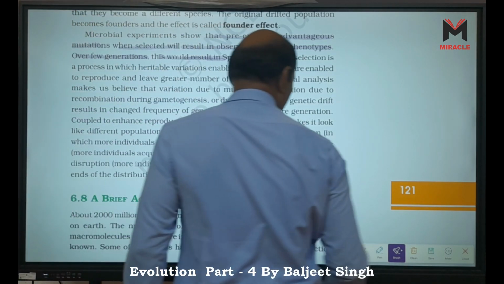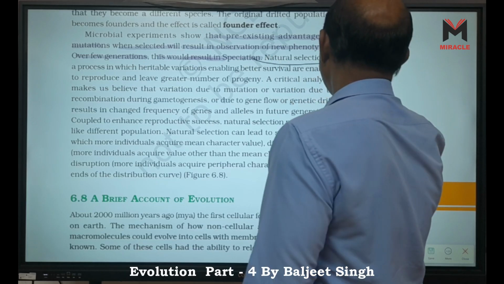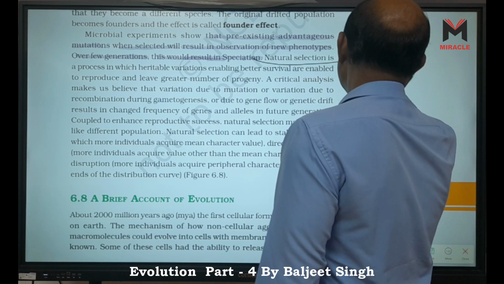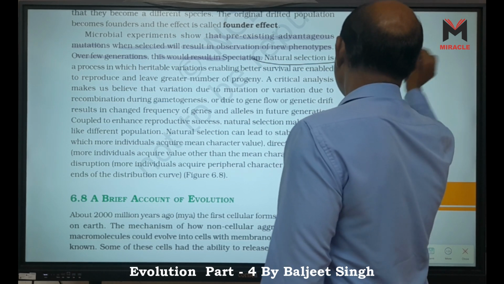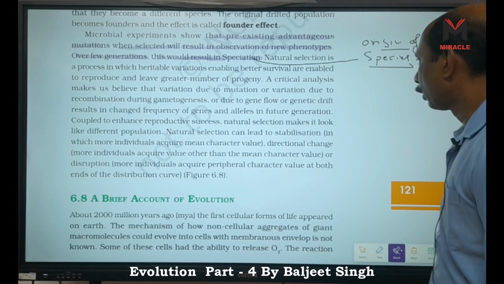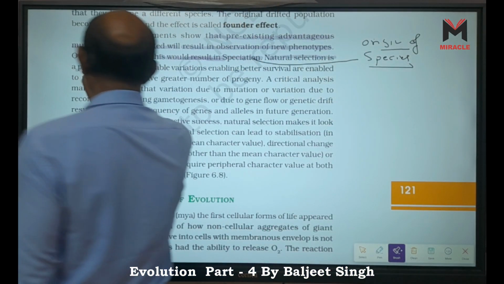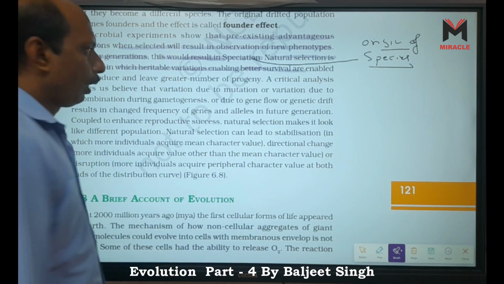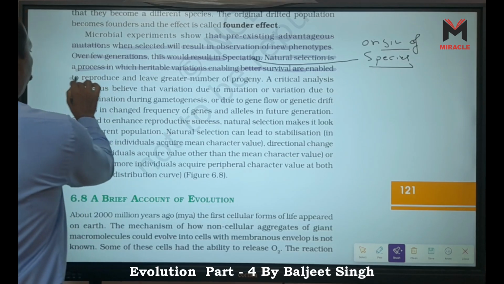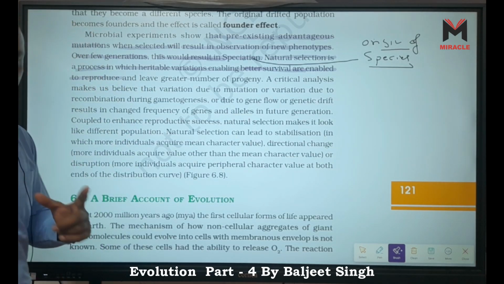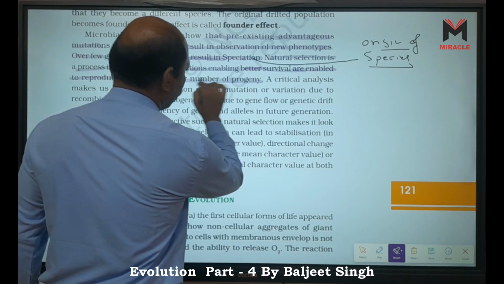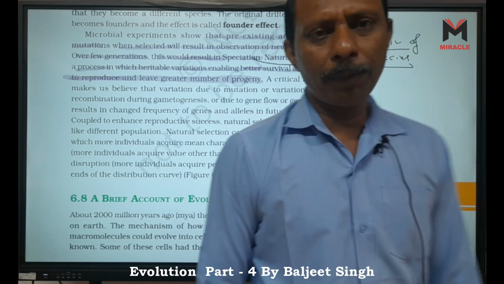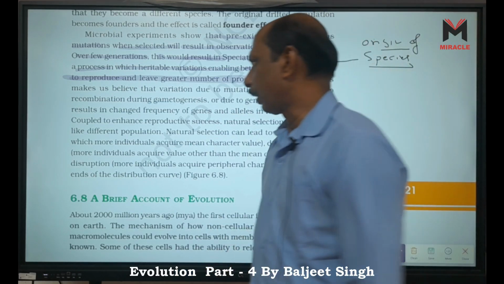What is speciation? Speciation means the formation of origin of species, right? Natural selection is a process in which heritable variation enabling better survival, as we already read according to Darwin, enables reproductive fitness and leaves a greater number of progeny. These are called the fittest. Fittest means those who reproduce more offspring, simply.